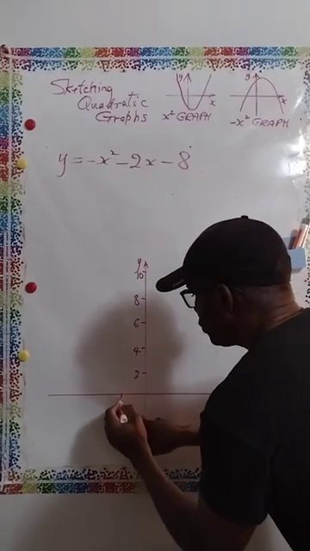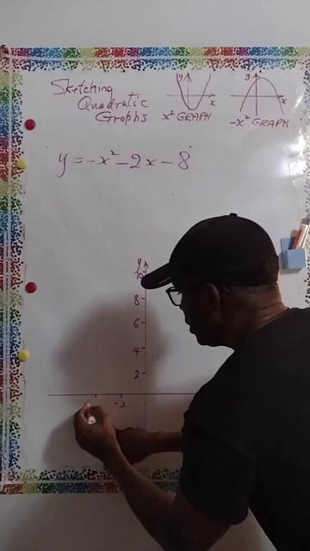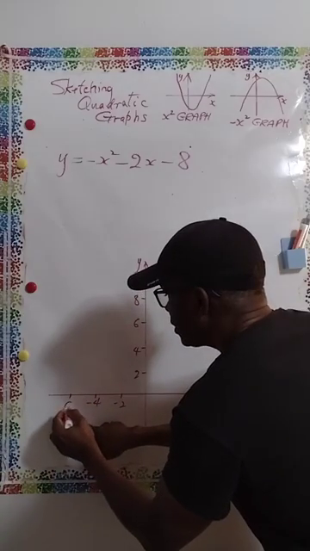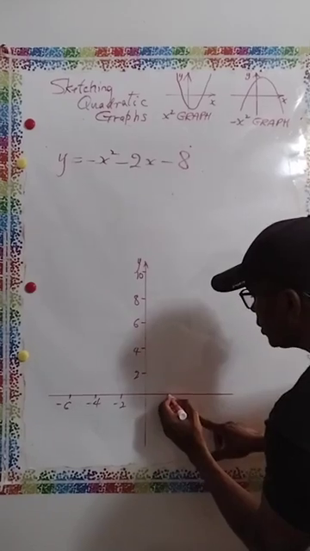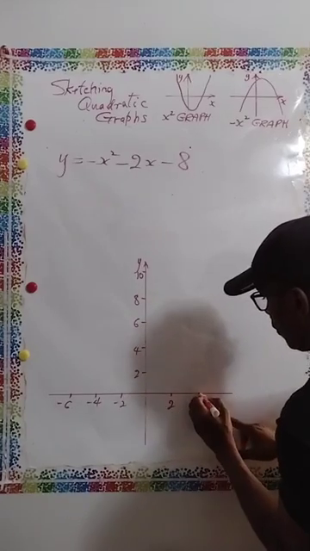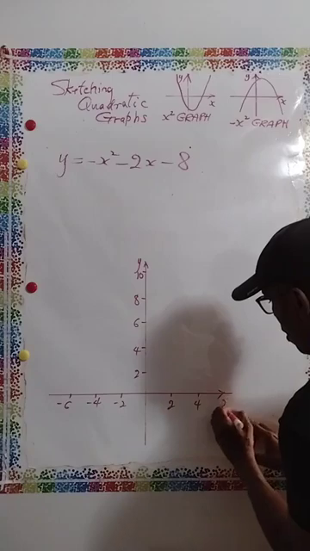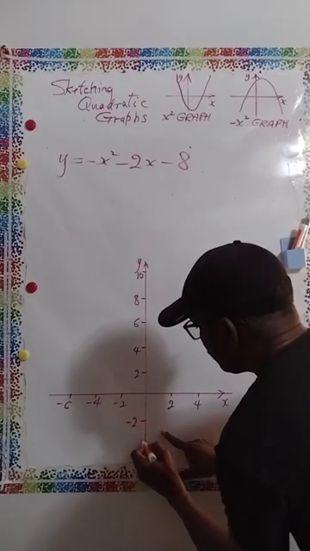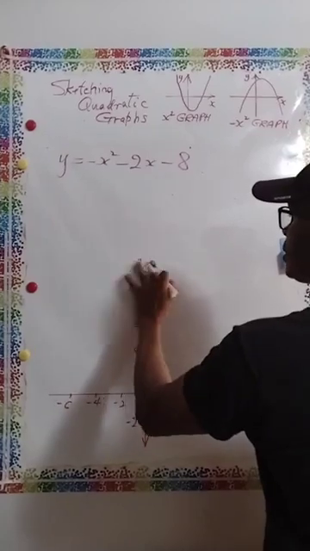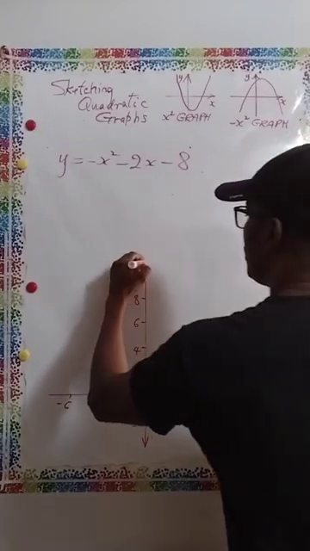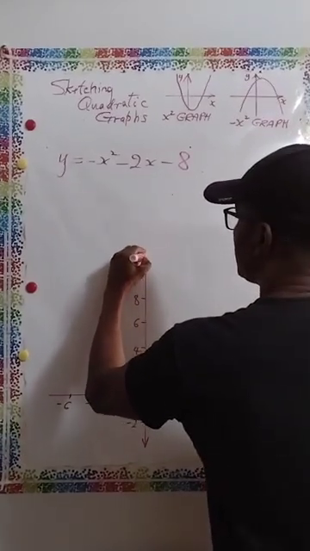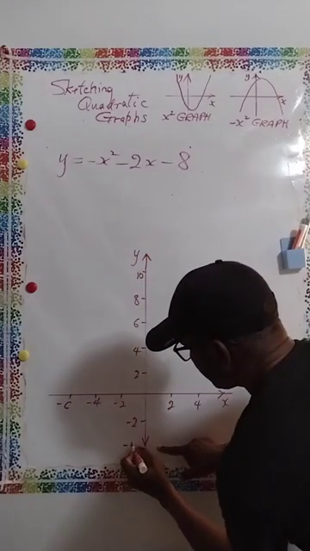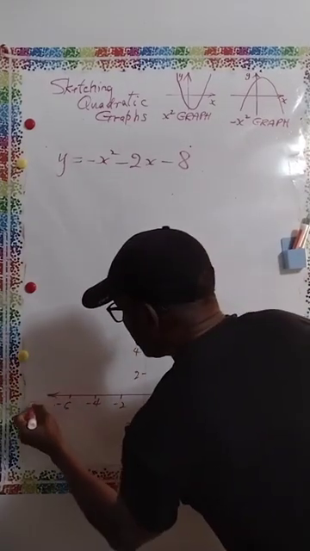Over here 2, negative 2, negative 4, call this negative 6, the most. We're going to call this 2, 4, call this negative 2, and of course this is the y-axis, this is the y-axis, right? X-axis.